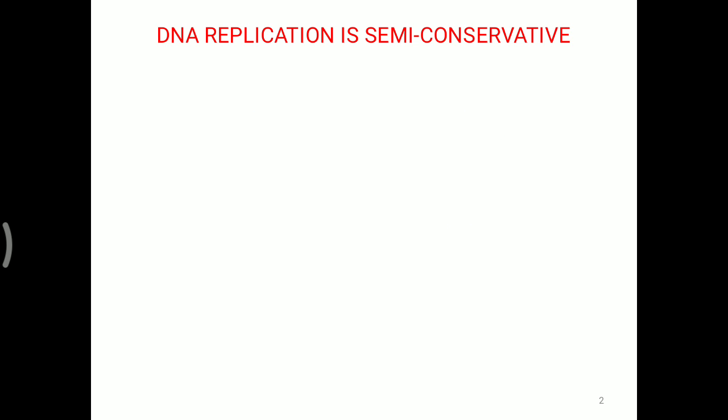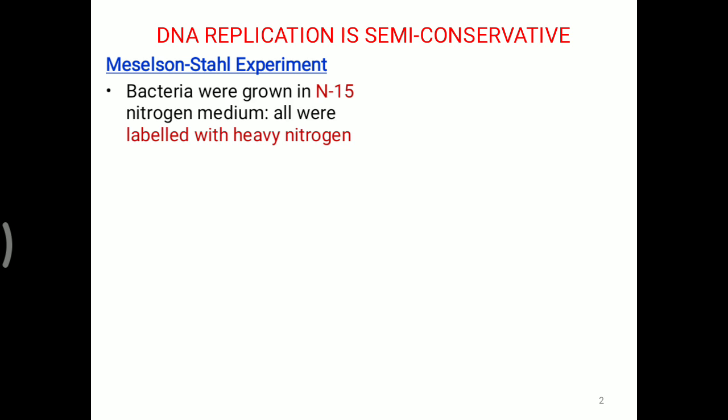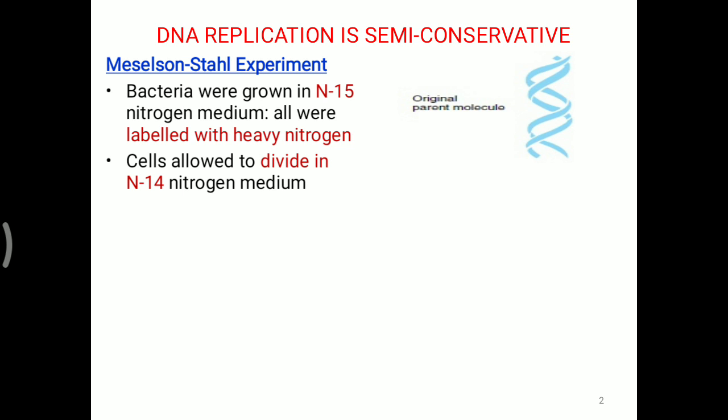Now, DNA replication is semi-conservative in our body, which is explained by the Meselson-Stahl experiment. In this experiment, bacteria were grown in N15 nitrogen medium. All were labeled with this heavy nitrogen, N15. The original parent molecules grown in heavy nitrogen are shown in blue. Now this original parent molecule was allowed to divide in a normal N14 nitrogen medium.